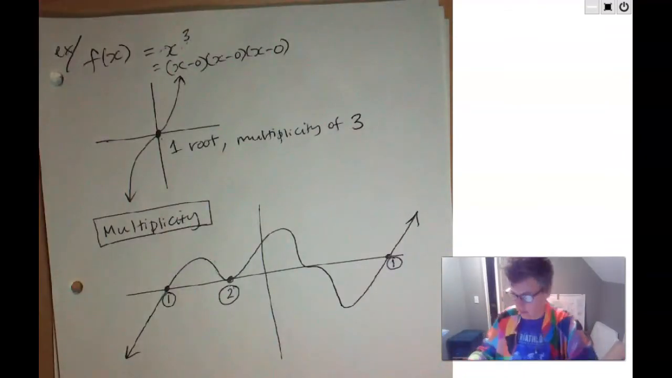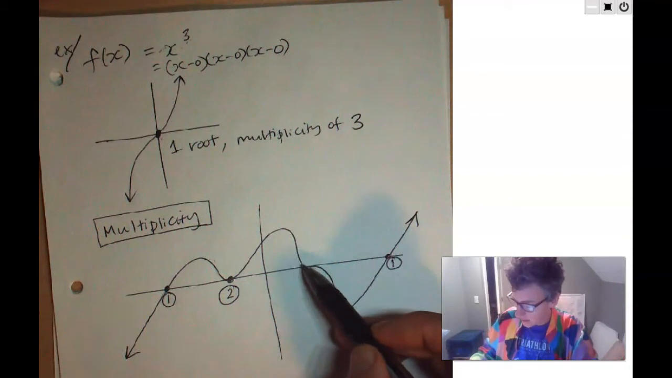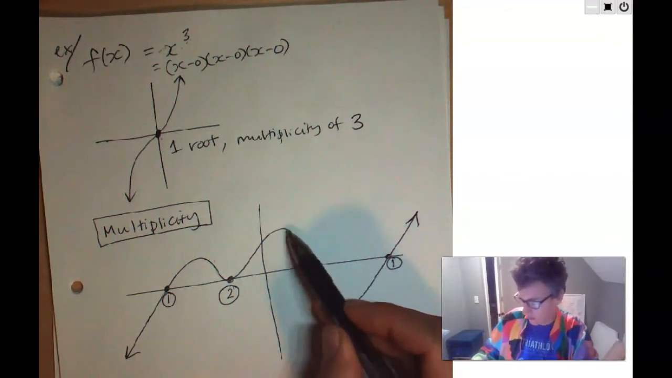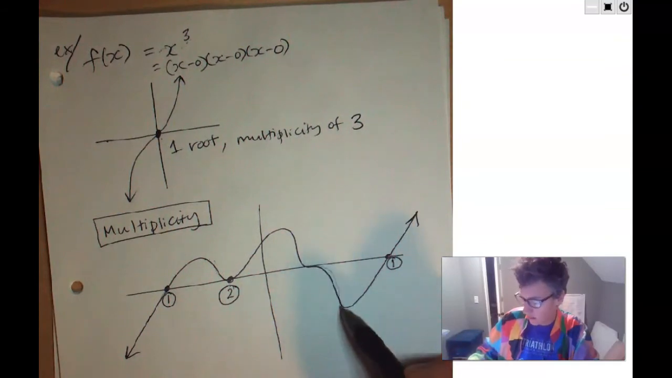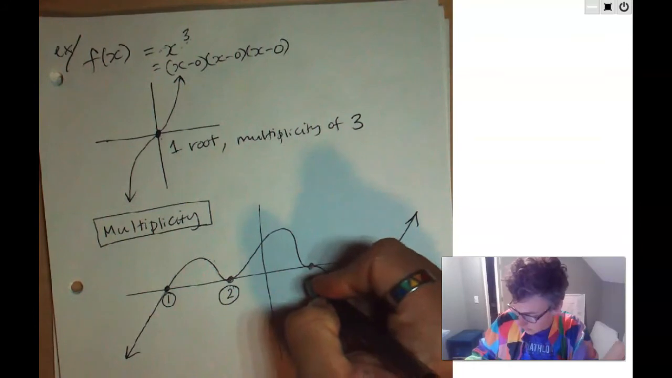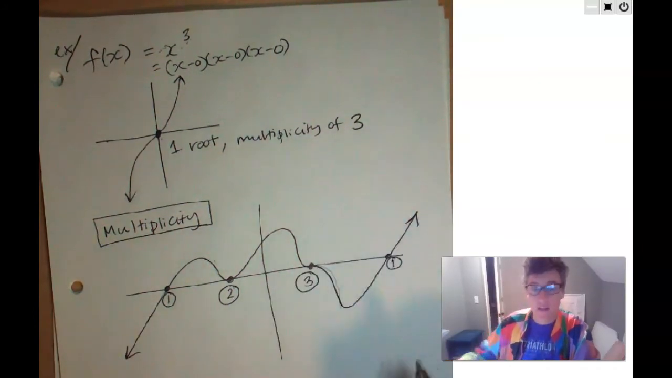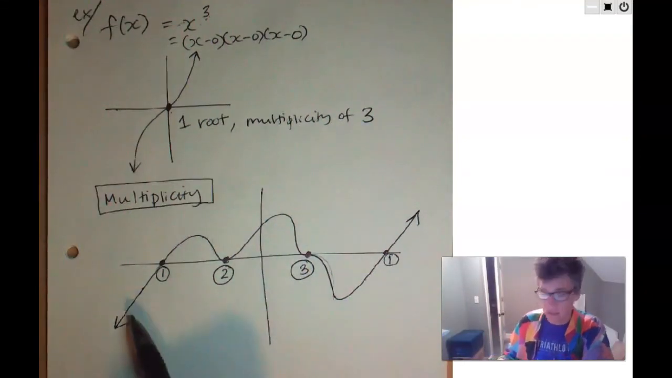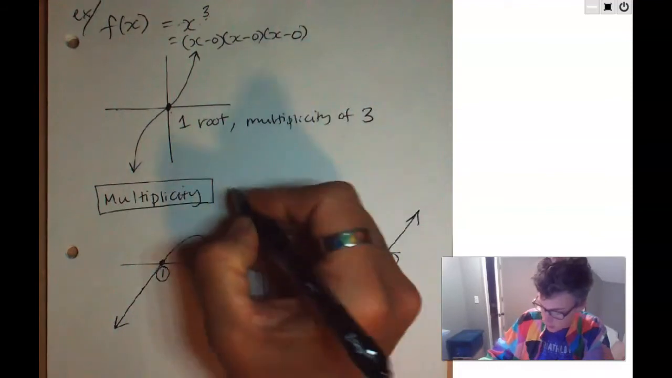And finally, if it comes, hangs out, and then continues going in that same direction, so this was down and down, this will be a multiplicity of 3, like we had in our parent cubic function. So again, the multiplicity in this graph is indicated by the circled number.